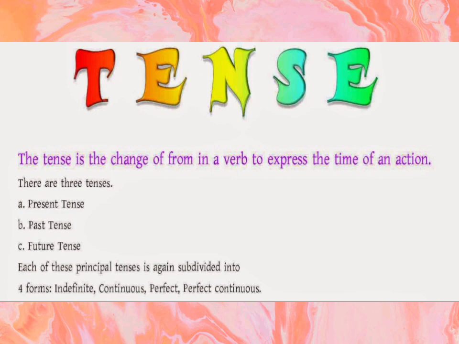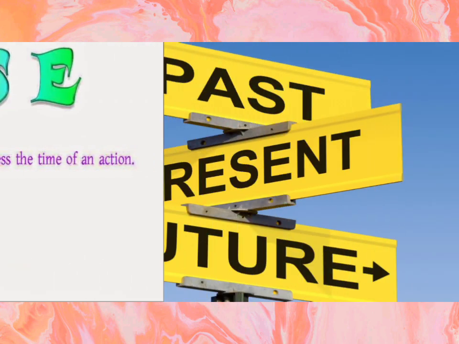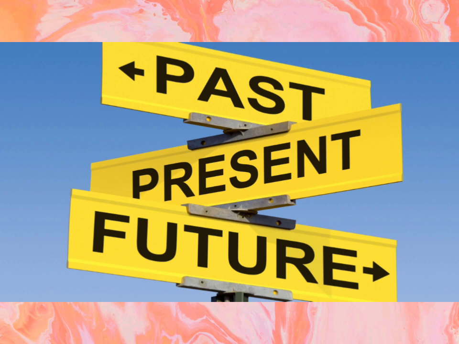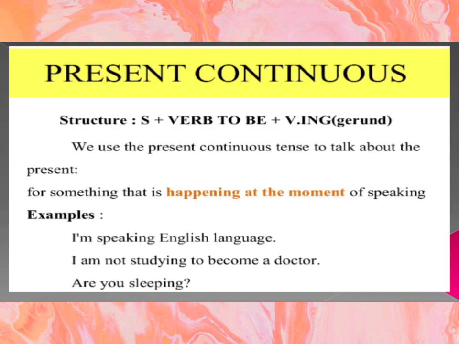Let's know what is tense. The tense is the change of form in a verb to express the time of an action, or we can say the tense tells us the time. There are three tenses: present tense, past tense, future tense. Each of these principal tenses is again subdivided into indefinite, continuous, perfect, perfect continuous. Today we will study about the continuous tenses only.